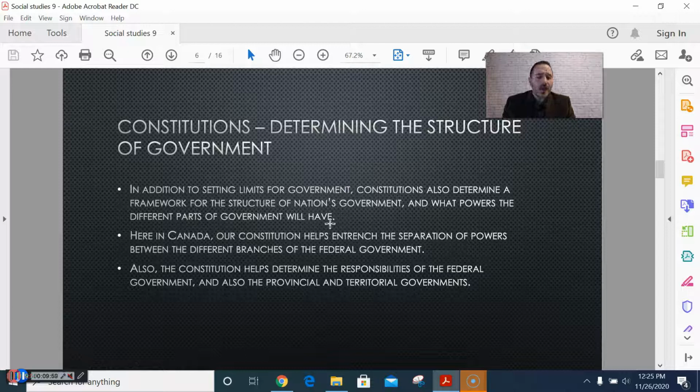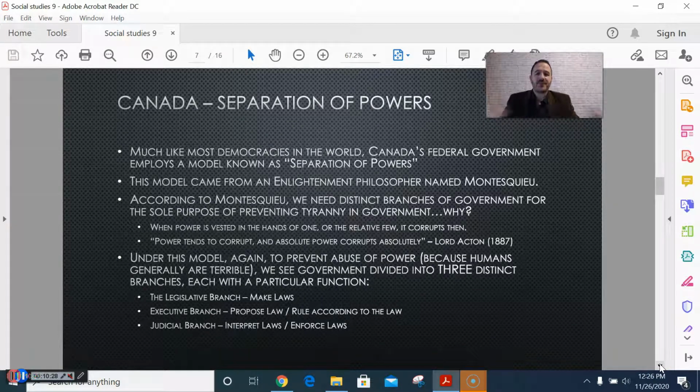And the Constitution additionally also helps determine the responsibilities of the federal government and also the provincial and territorial governments. So for instance, guys, in the Constitution, it mentions things like national security, right? That is a federal jurisdiction, whereas healthcare and education are provincial jurisdictions, right? And you can look that up. And as we need to know it, we will introduce those ideas, but they're not needed in this first presentation. All right. So separation of powers.